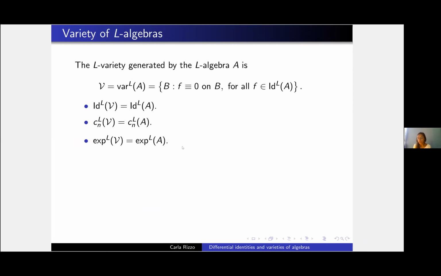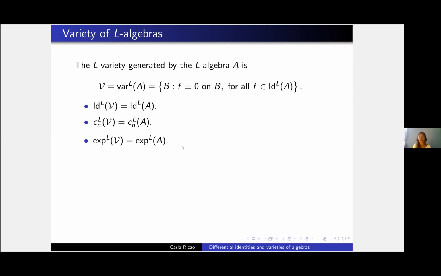So, in this setting, since different L-algebras can have the same T_L-ideal, it's interesting to introduce the so-called L-variety generated by an L-algebra. An L-variety generated by an L-algebra is the class of all L-algebras that satisfy the same differential identities as the given algebra.